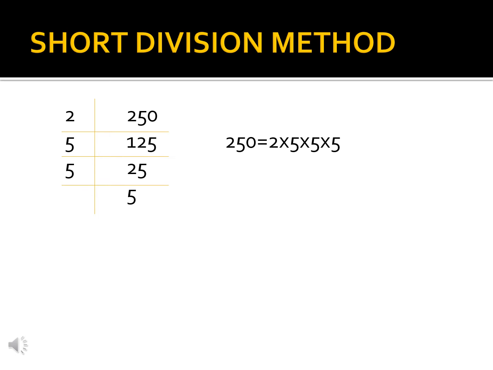Now at the third step, again 5 divides 25, so 5 fives are 25. So I have written 5 below 25 as the quotient. Now at the place of quotient, I got 5 and that is a prime number. So here I stop. So 250 can be written as 2 multiplied by 5 multiplied by 5 multiplied by 5.